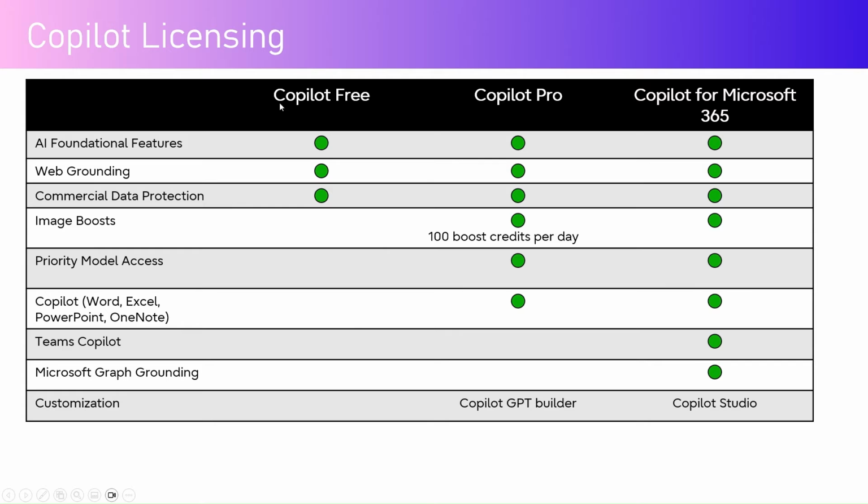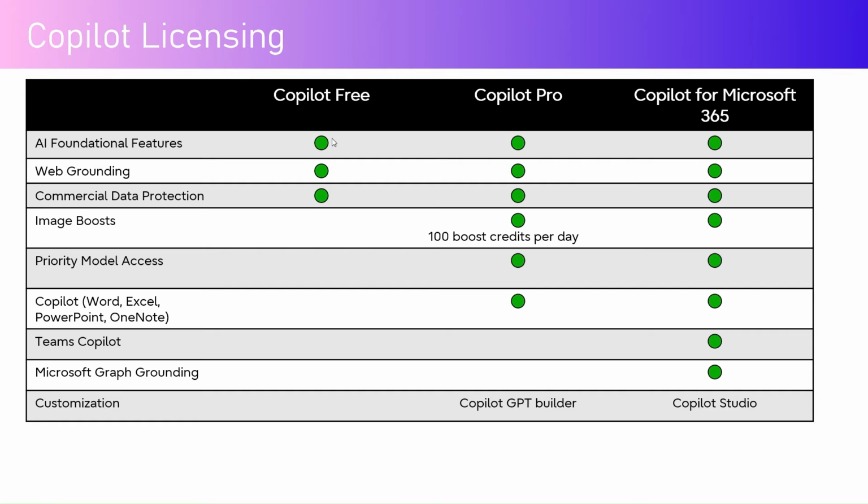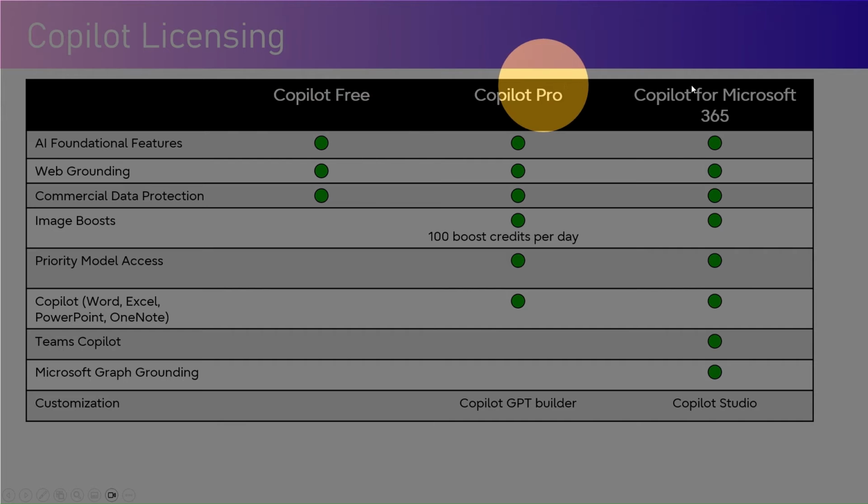Copilot licensing. Microsoft has recently announced a licensing model which removes the limitation of acquiring 300 seats to have Copilot within your organization. There are three versions: Copilot Free, Pro, and Copilot for Microsoft 365. Free and Copilot Pro, let's assume, are just for personal use, and Copilot for Microsoft 365 is for organization or enterprise use. Now, AI foundation features are present in all of the SKUs: web grounding and commercial data protection. So these three items are present in all of the SKUs.